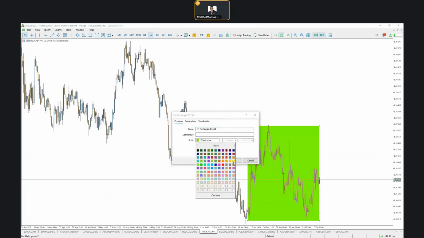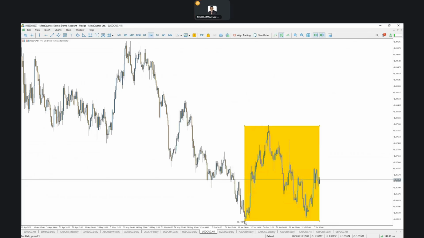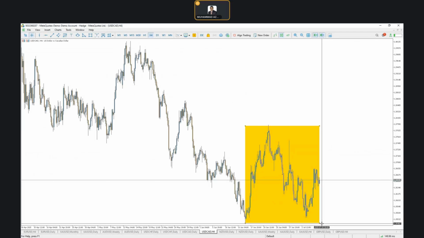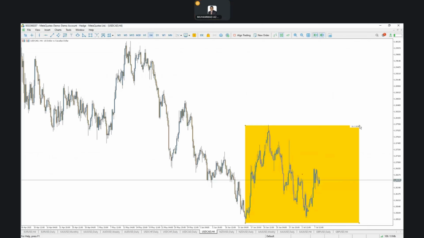Let me change the color to something like yellow. So overall, it's going sideways. We might get a breakout to the upside or to the downside, but as long as price action is staying inside this trading range, I think it's a good idea not to look for any kind of trades in the USD CAD currency pair.